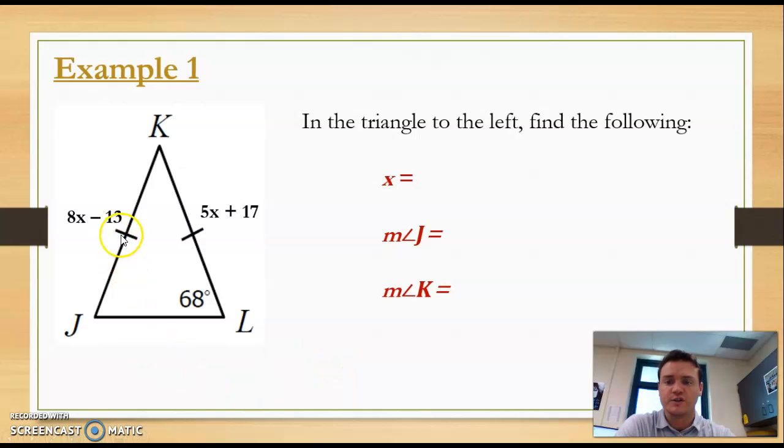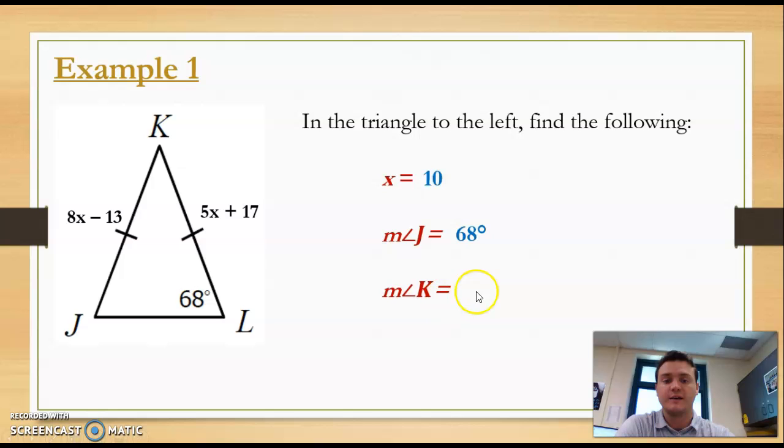All right, so first of all, because these lines are marked congruent, that means that they are the same. So we can just set them equal to each other and solve for x. If we do that, it would be 8x minus 13 equals 5x plus 17. Subtract 5x, add 13, and then divide by 3, and you should get x equals 10. For angle J, because these sides are congruent, the opposite angles have to be congruent as well. So angle J would have to be 68 degrees too.